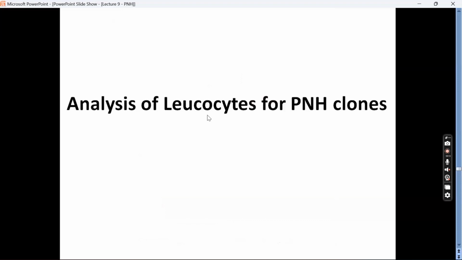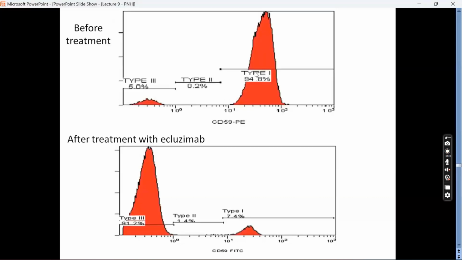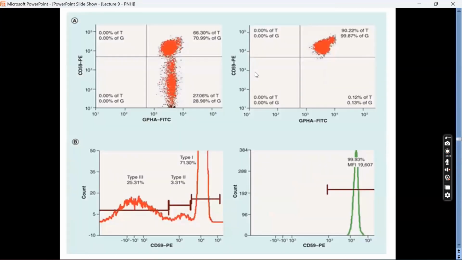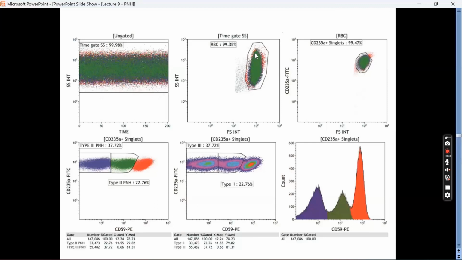Okay, any doubts with PNH analysis on RBCs? Sir, in that graph of forward scatter versus side scatter on a logarithmic scale, where do we see WBCs, sir? You will not see WBCs because the threshold is set in such a way. So you find RBCs here. You may find some WBCs. Okay, you will not. This plot will not cover WBCs. WBCs will be out of scale.